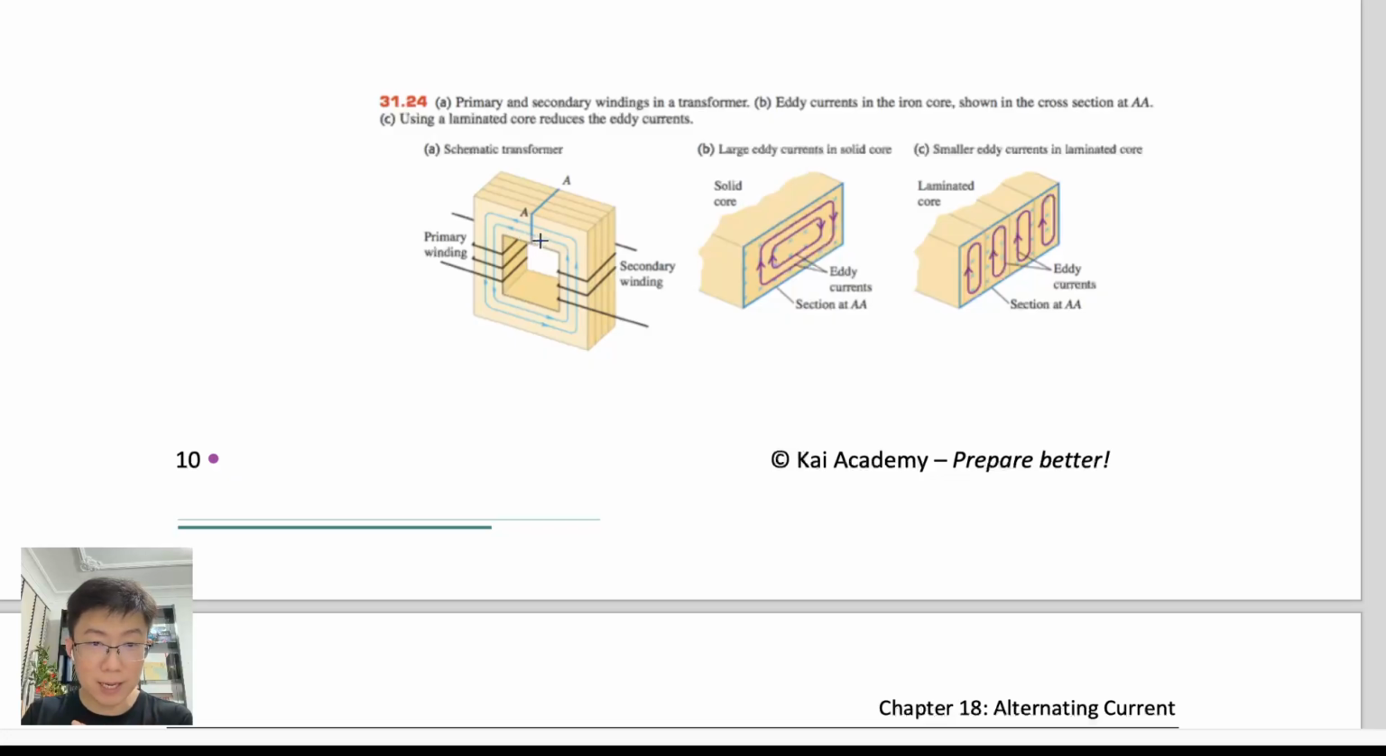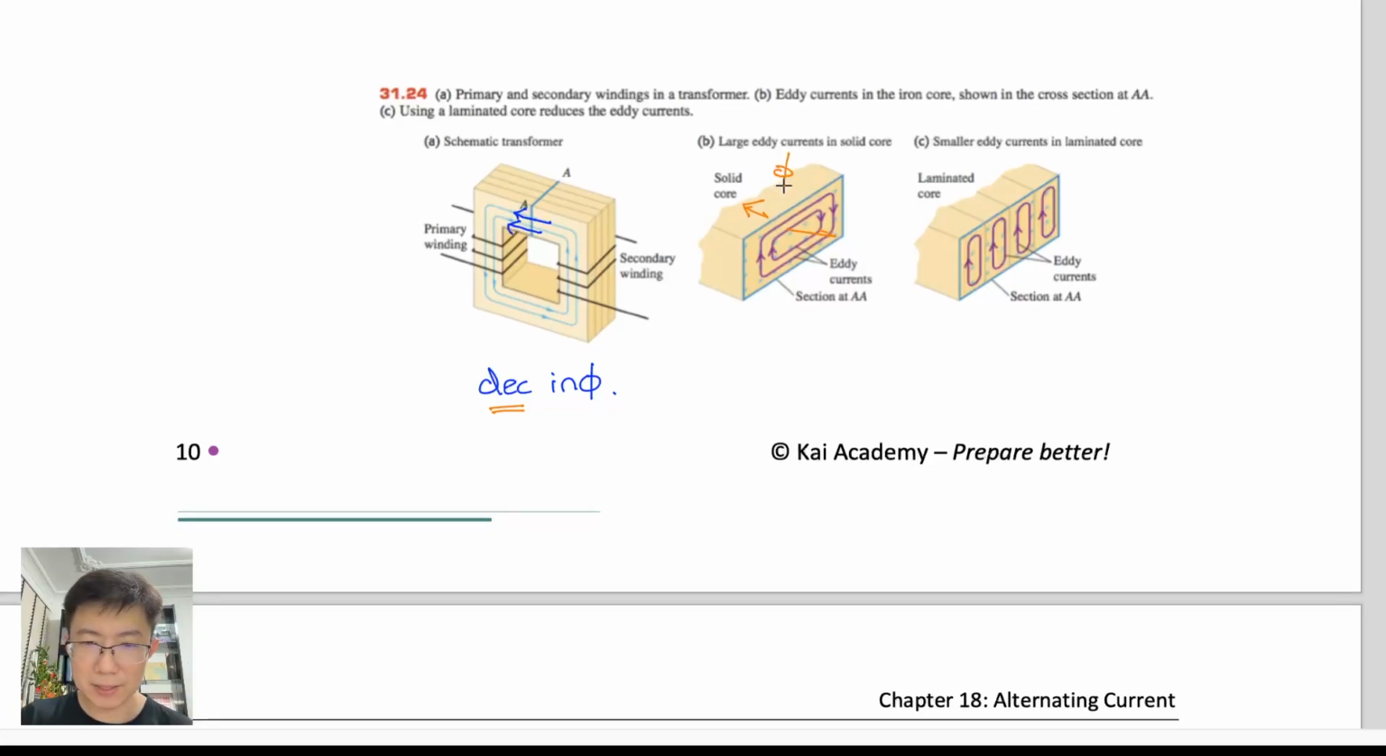So if let's say you have magnetic flux, so your field lines, and your field lines are going in this direction, right? And so there is a decrease in flux, let's say. To oppose the decrease in flux, the eddy currents will try to produce a flux in the same direction. So if you've got the opposite direction, take note, because you're trying to oppose a decrease. So the eddy currents will produce a flux in the same direction. If you apply your right hand grip rule, in this case you will have a clockwise current to induce magnetic flux in this direction.